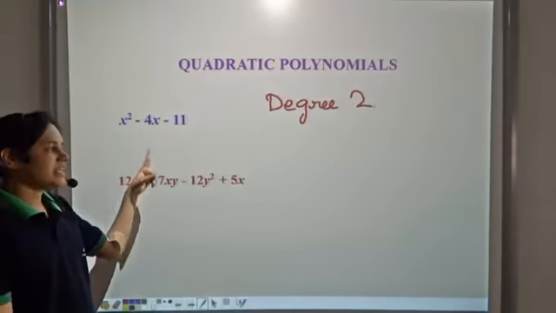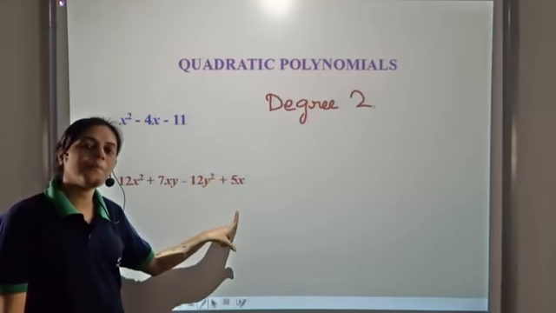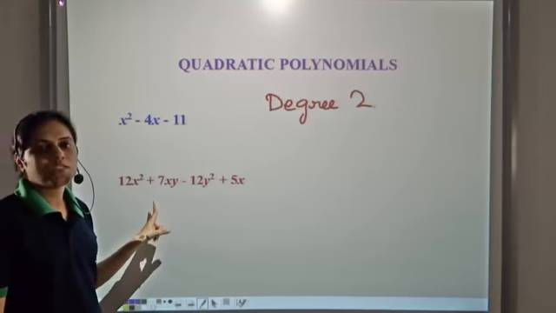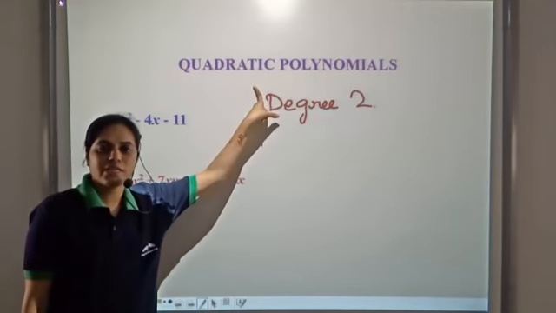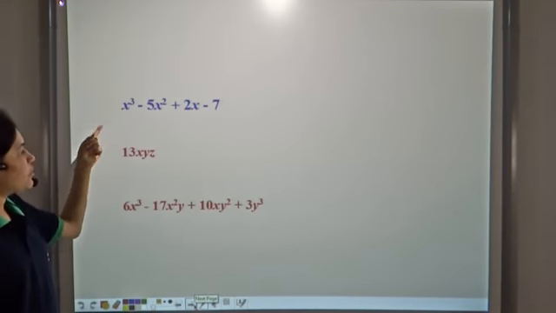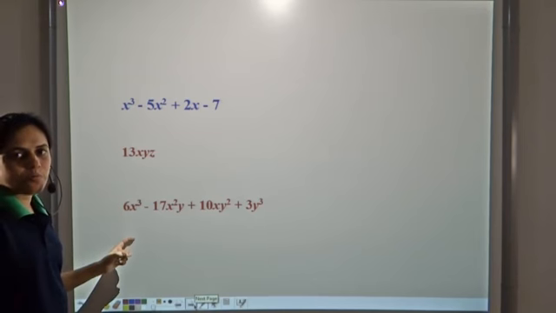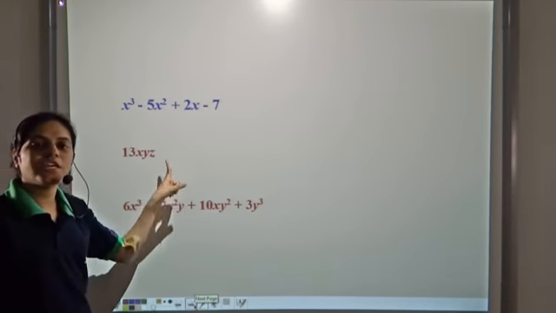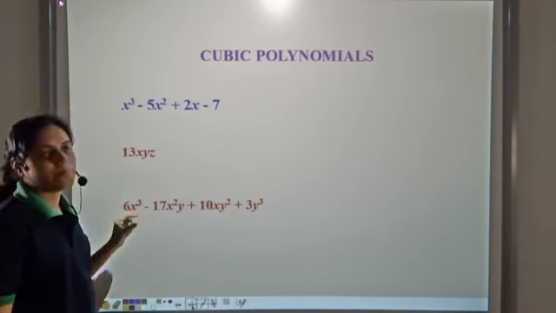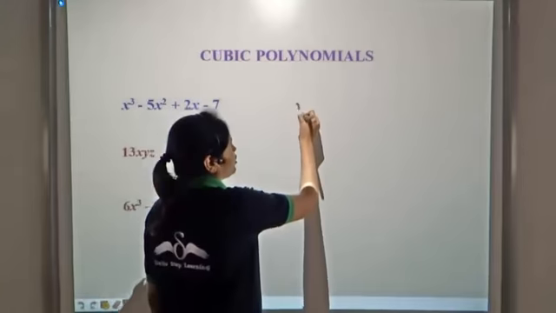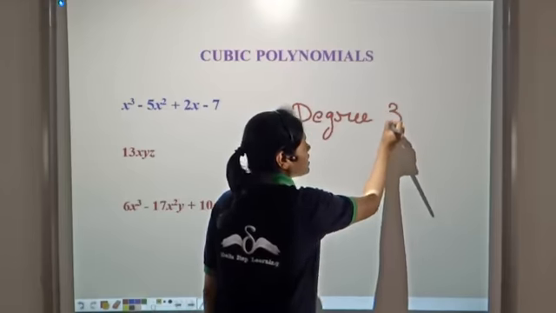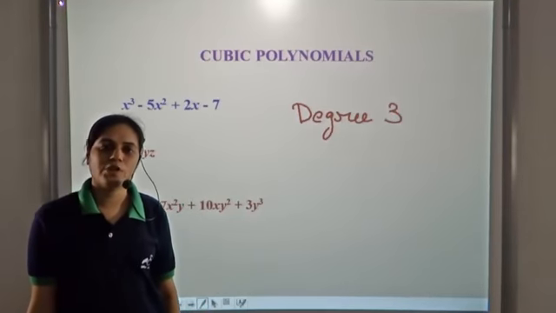Again, there can be any number of terms, there can be any number of variables. The degree of the polynomial has to be 2, and we call such polynomials quadratic polynomials. Now what about these polynomials? If you calculate the degree of these polynomials, you will find that the degree of each of these polynomials is 3, and such polynomials are called cubic polynomials. So the polynomials which have their degree as 3 are called cubic polynomials.